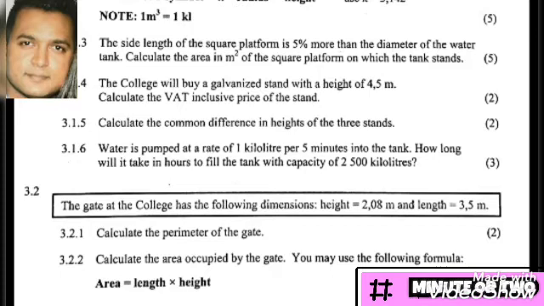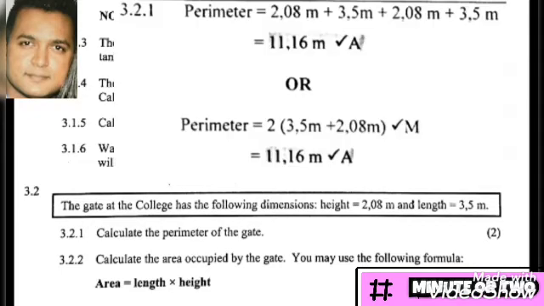So perimeter is the distance around the shape. If you picture the gate, you'll realize if you had to walk around the gate or move your finger around the gate, you'll realize that you have one length, one height, another length, and another height. That completes the movement around the shape, which is the gate in this case.